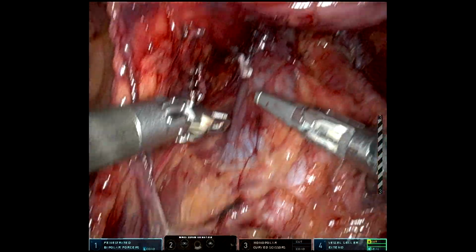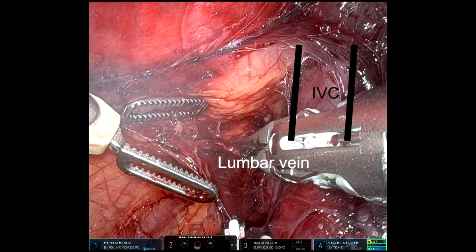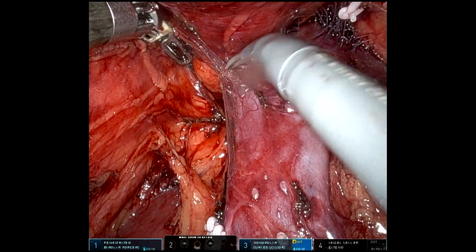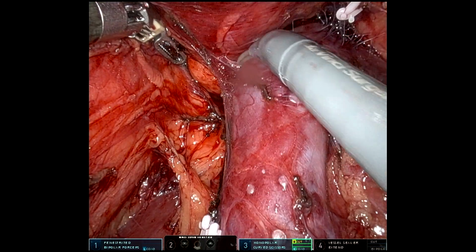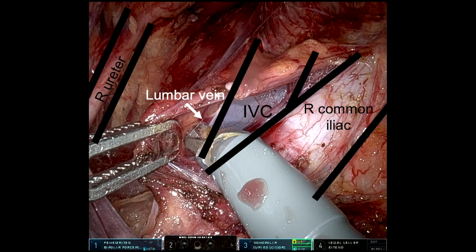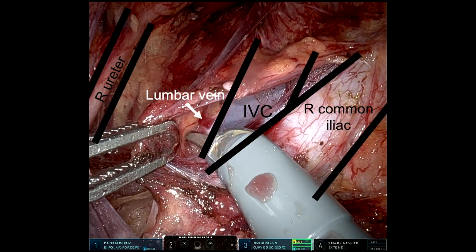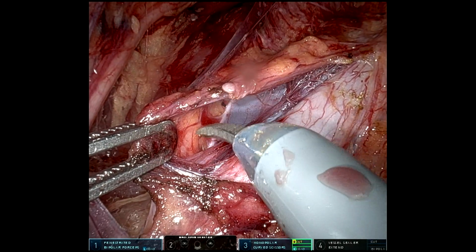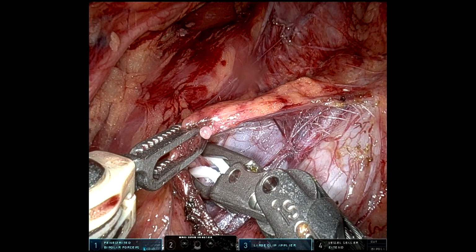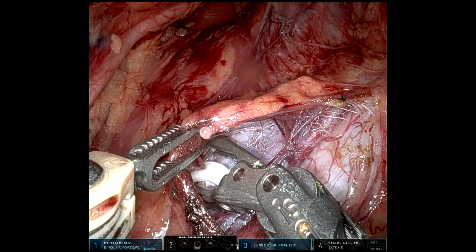Dissection of the pericaval lymph nodes then ensues. Care is taken to ensure control of lumbar veins and to avoid injury to the right ureter. The pericaval lymph node dissection continues by carefully excising the nodal tissue from the IVC using a split and roll technique. Lumbar veins are clipped and ligated as they are encountered.